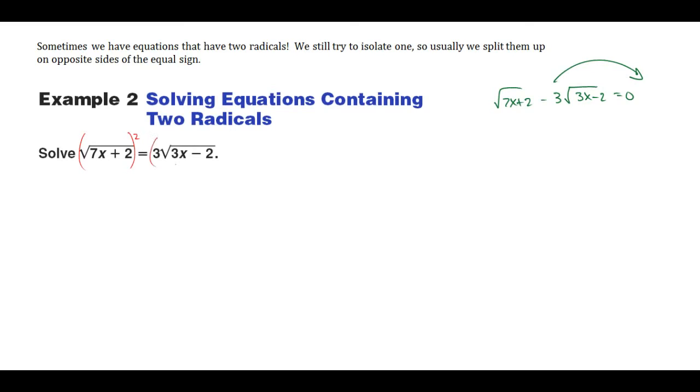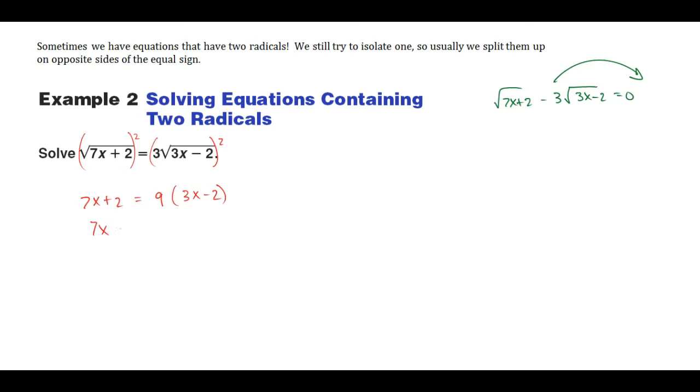So I will square this side. I will square that side. Now you might notice something interesting. That 3 on the outside is going to get squared on the right-hand side. So when I square this, I get 7x plus 2. But over here, I get 9 from the 3 squaring. And then the 3x minus 2. Now, kind of tough to write next to it, so they were multiplied. So I'll make sure that I leave them multiplied. And now I go ahead and solve.